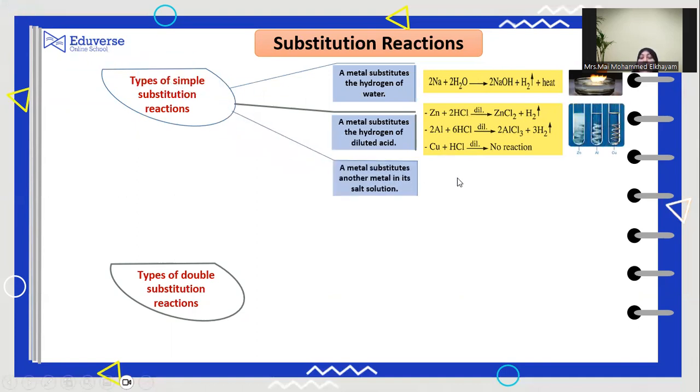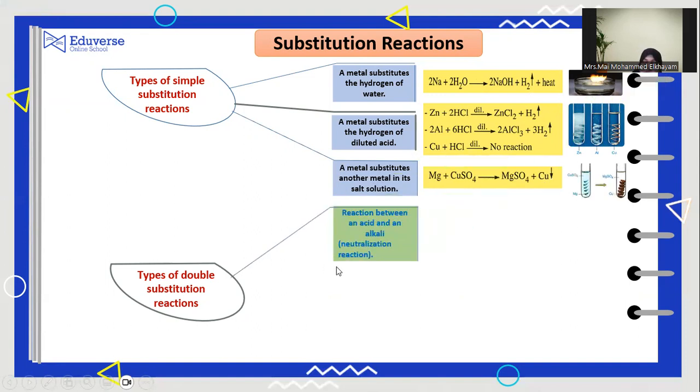Okay. Now, with a metal substitutes another metal in its salt solution, like magnesium plus copper sulfate, because magnesium here is more active than copper. It precedes the copper in the chemical activity series, so it will replace it, leaving copper precipitate. So it will give magnesium sulfate plus copper, which is red. Here, copper sulfate is blue. The copper will be red.